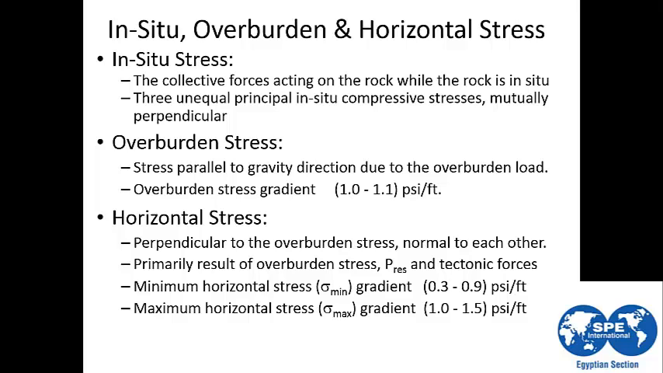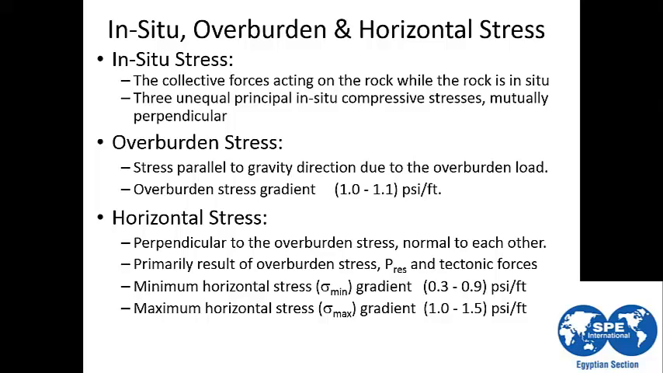For calculating the overburden stress, we can assume the overburden stress gradient is 1 or 1.1 psi per foot of depth. So if we are going to frac at 1,000 feet, we multiply 1.1 by 1,000 feet. This means the overburden stress is 1,100 psi as a pressure.